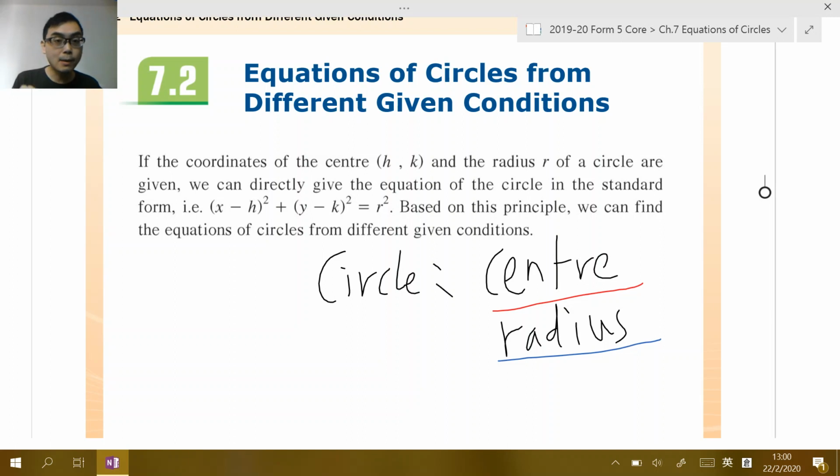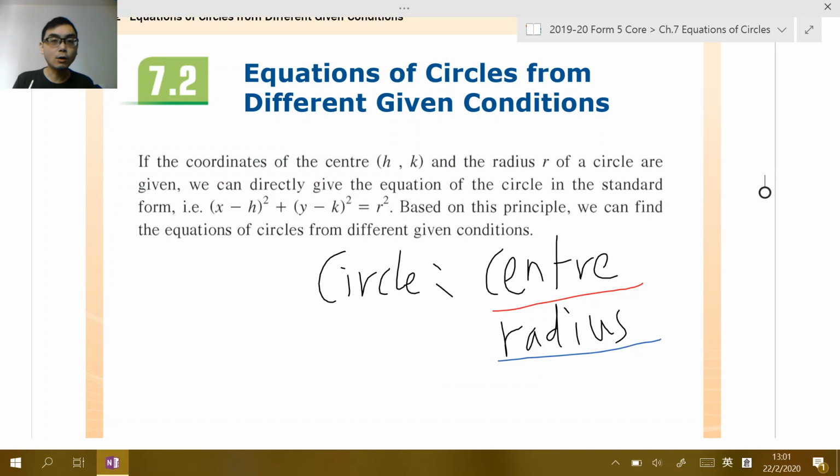conditions. Do remember that no matter what kinds of questions and what the question gives you, the most important thing is that if you want to know the equation of a circle, there are two things you need to find. The first one surely is the center of the circle, because the center locates where the circle should be. And the second one would be the radius of the circle. The radius actually determines how large the circle is. If the radius is longer, the circle should be bigger, or vice versa.